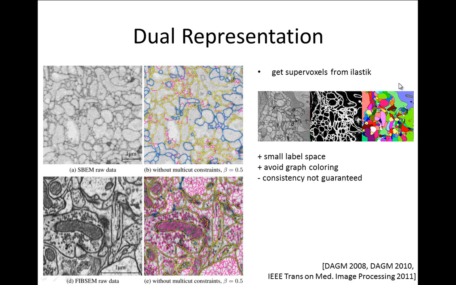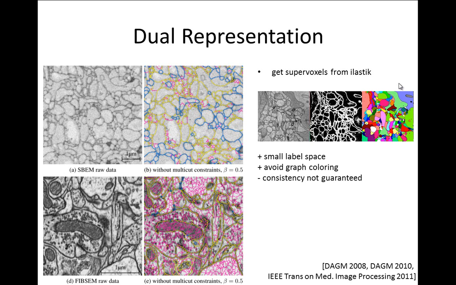However, you need quite a large label space to do that. We do not have a 4-color theorem in 3 dimensions. So in 2 dimensions, we know that 4 colors would be enough to represent any partitioning of a 2D image. But in 3D, that's not true. And the maximum number of colors you would need in the worst case would be the number of supervoxels. Now that's a very loose upper bound. In practice, you can do with much fewer.